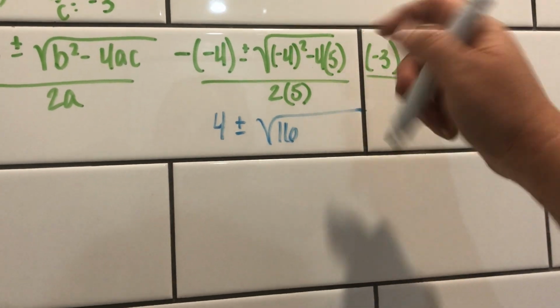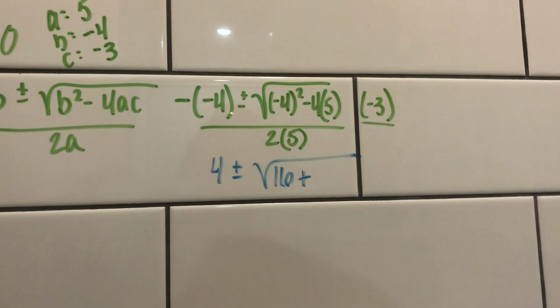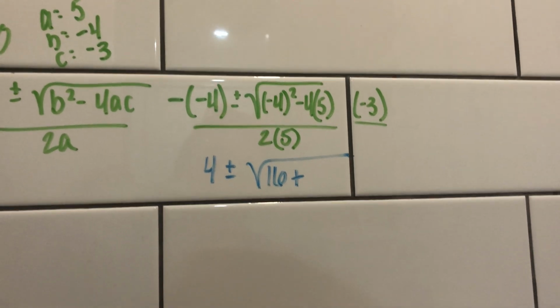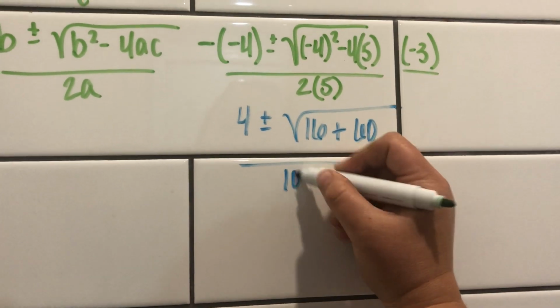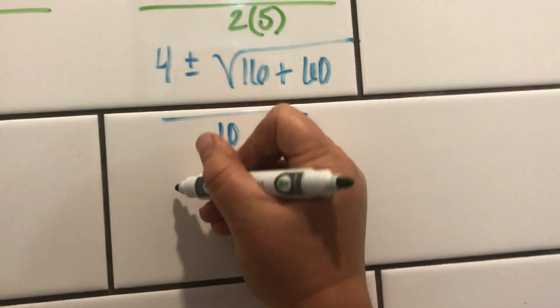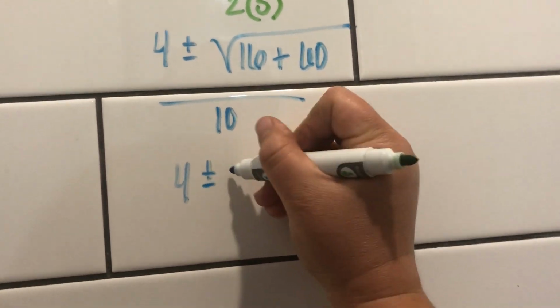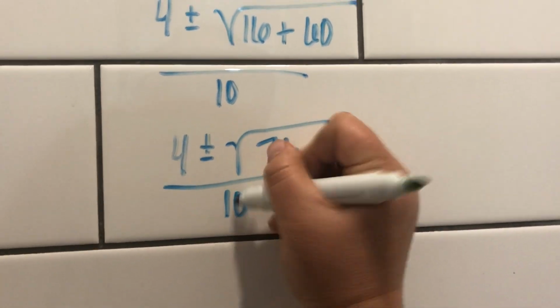Well, I know a negative times a negative is a positive. And 4 times 5 is 20. Times 3 gives me 60. And this is all over 2 times 5, which is 10. Next, I'm going to simplify what's under the square root. So I'm left with 4 plus or minus the square root of 76 all over 10.